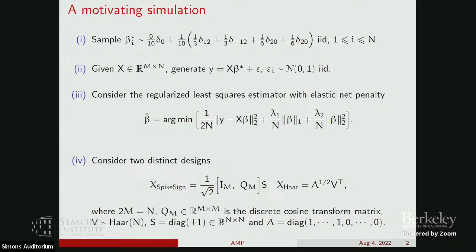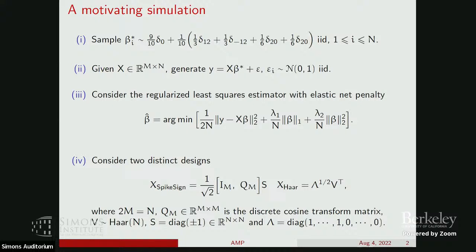So in particular, let me talk about two specific designs. The first one is something that we'll refer to as the spike and sign design. This is a rectangular design. IM is an M by M identity matrix. QM is an M by N discrete cosine transform matrix. This is a symmetric orthogonal matrix, completely deterministic. And then S here is a random diagonal matrix where the entries are plus minus 1 uniform. So this is one design.